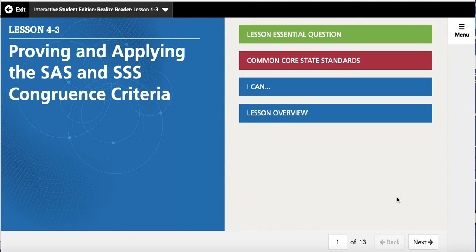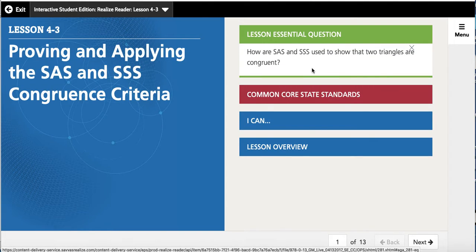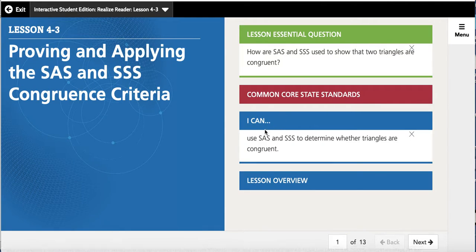Hello, geometry students. This is a video of example 1 for geometry topic 4, lesson 3. The lesson's essential question is, how are SAS and SSS used to show that two triangles are congruent? In the end, you will be able to use SAS and SSS to determine whether triangles are congruent. And you'll also find out what those letters stand for.